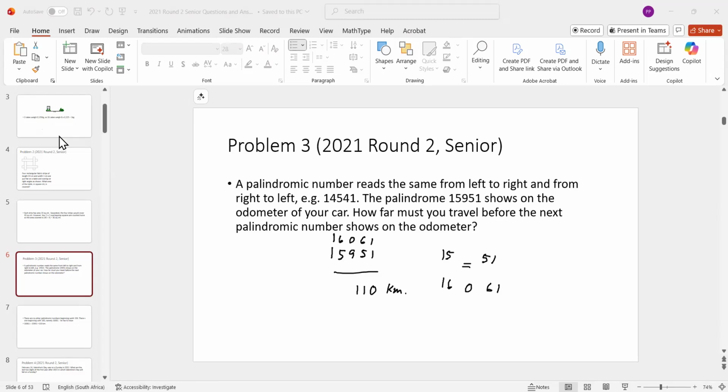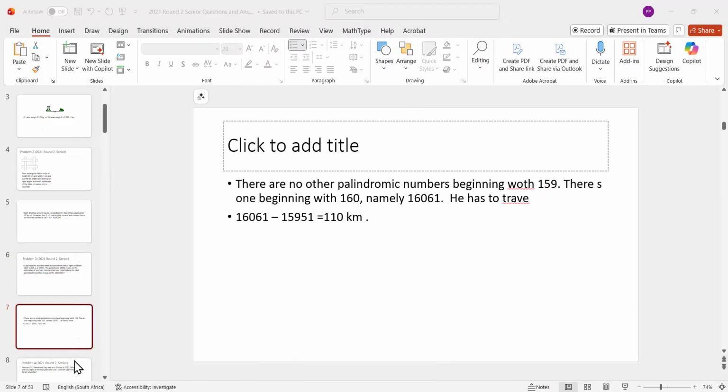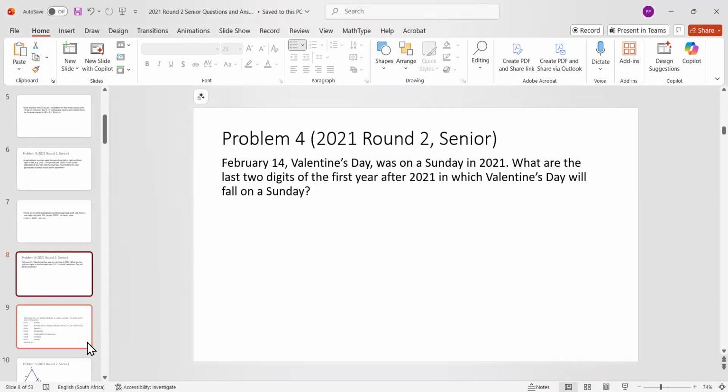Okay, then, you can see I've also got the answer, 110, at the bottom. Let's go to problem 4. Problem 4 says 14th of February, Valentine's Day, is a Sunday in 2021. So in 2021, the 14th of February was a Sunday.